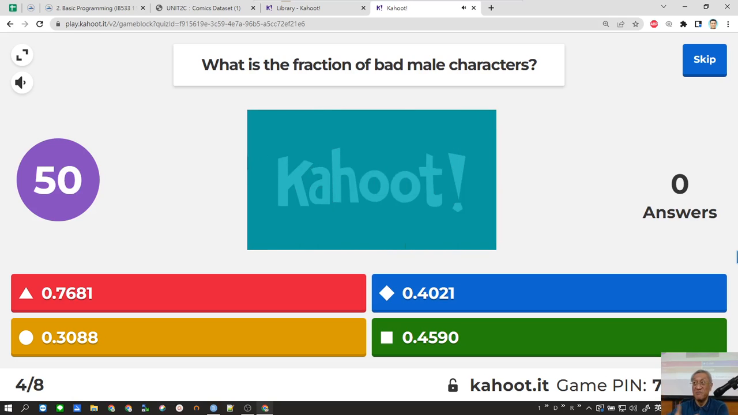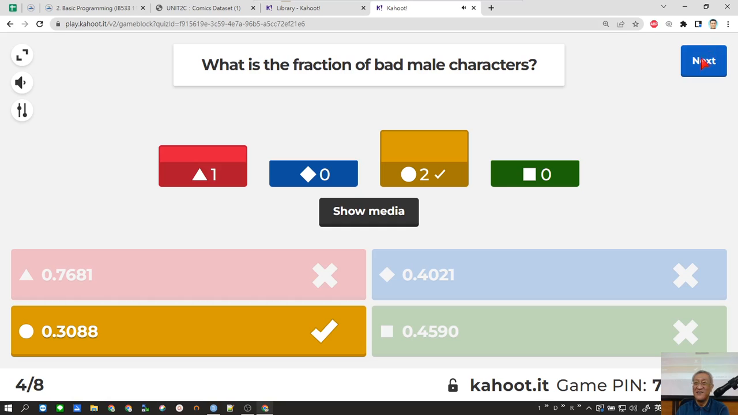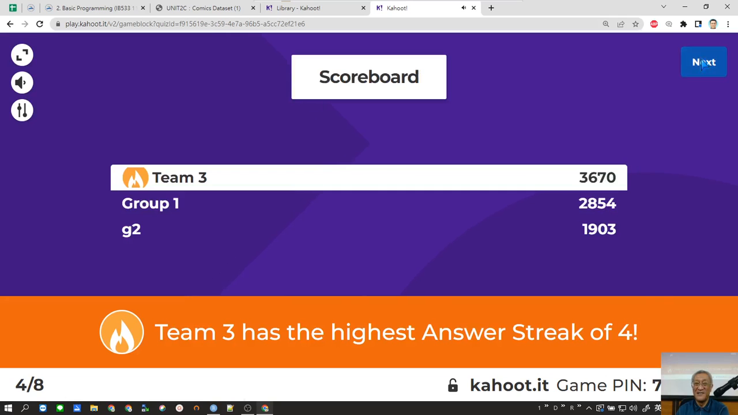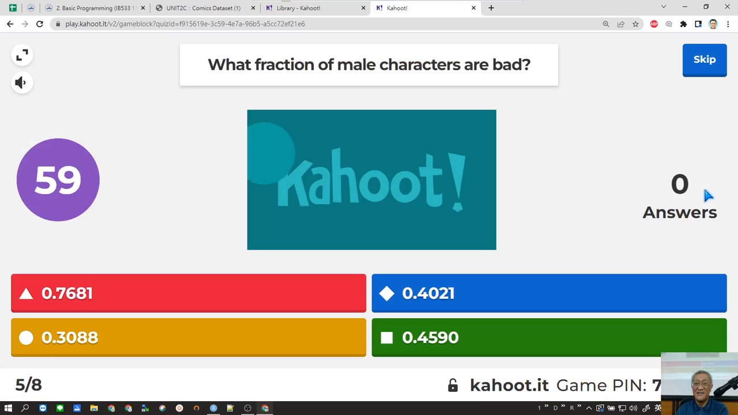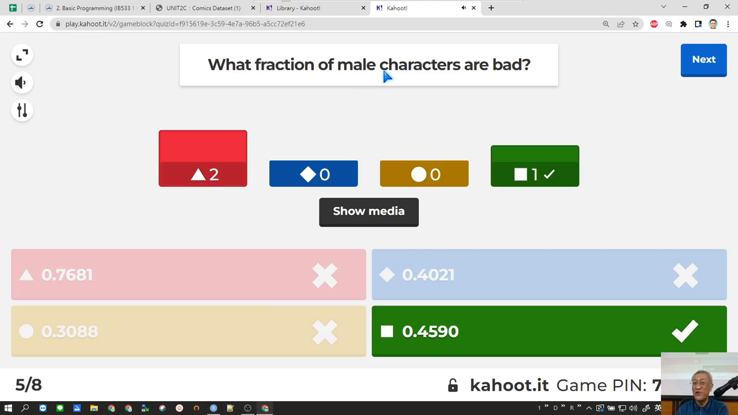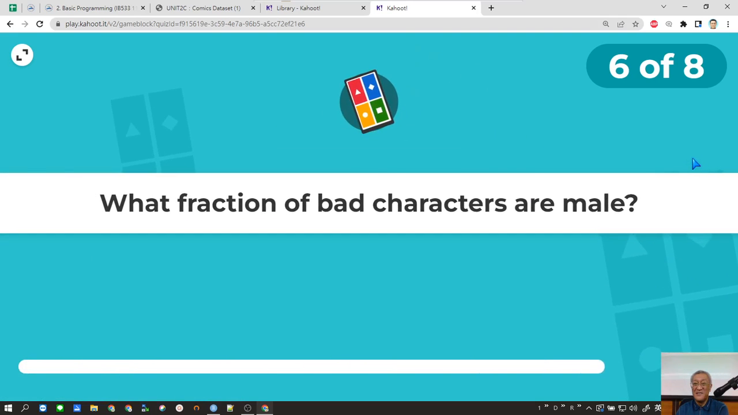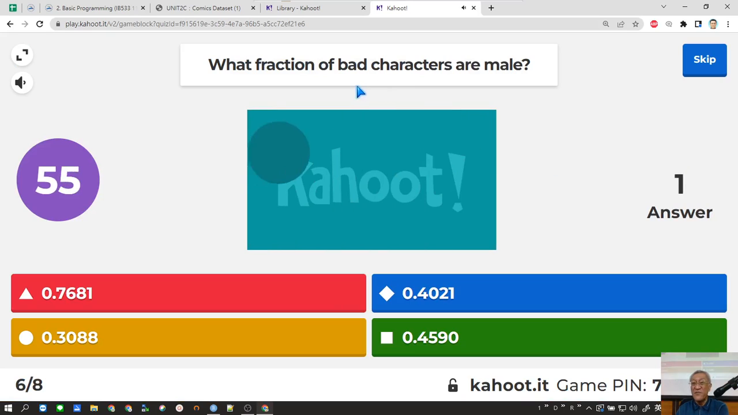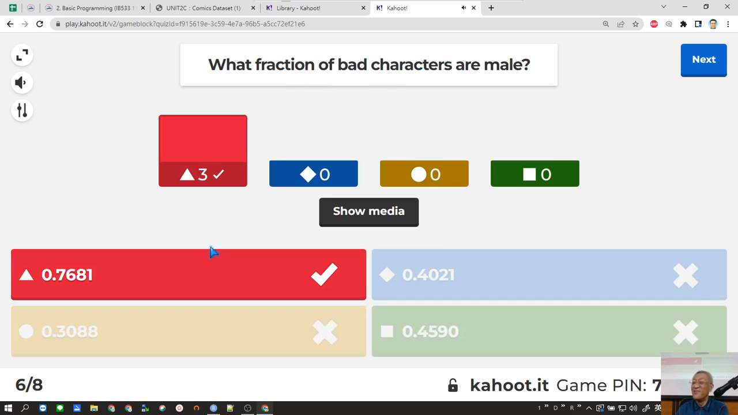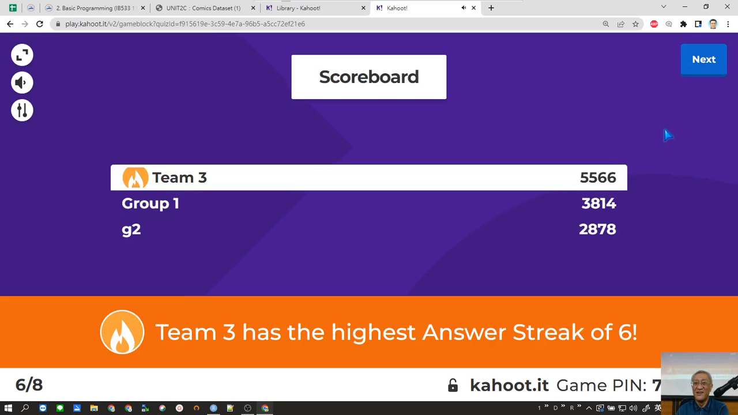Again, this is out of the entire population, right? Now, this is out of the male character, right? We are asking about, within the male character, what fraction of them are bad? Now I'm asking for the fraction of male within bad. It's getting better, right? So you need more practice, right?